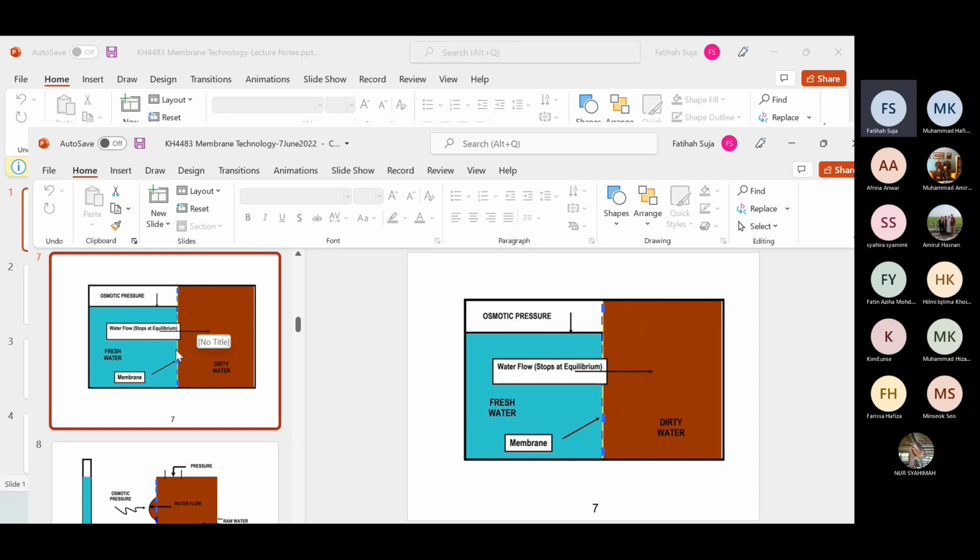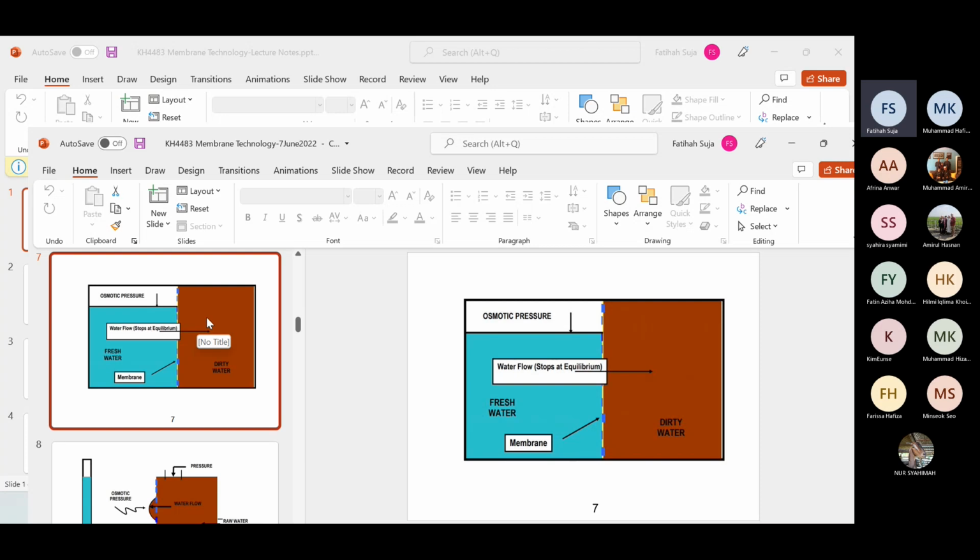So as the concentration of the constituents on each side of the membrane reaches equilibrium, meaning the concentration is the same on both sides of the membrane, the osmotic pressure becomes zero and the flow stops. So when the concentrations are in equilibrium, the flow stops because the concentrations are the same. There's no more osmotic pressure.